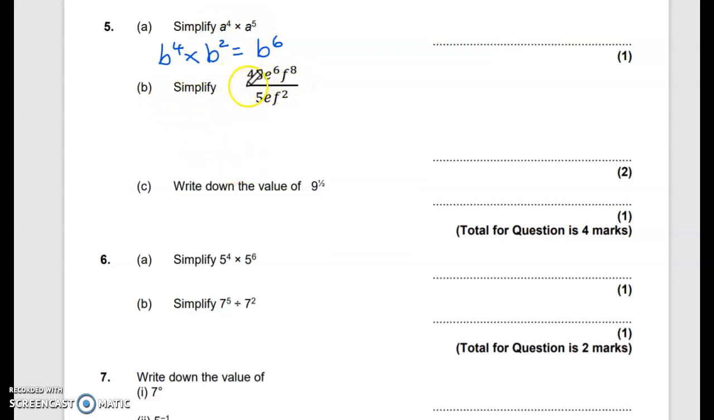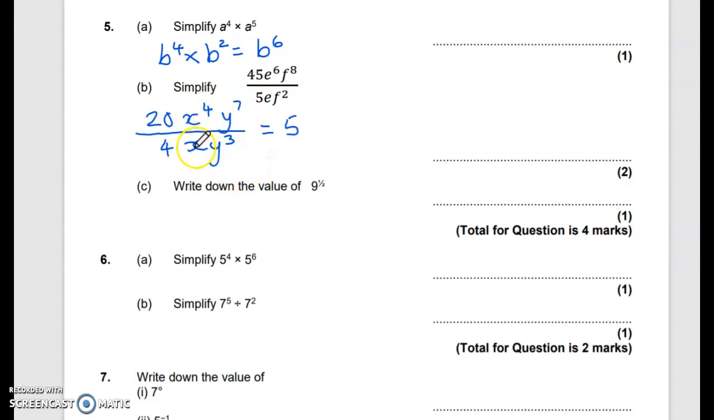Simplify, similar thing here. Got to remember that this fraction line is a division. So let's say I had 20x to the power of 4 and then y to the power of 7, all divided by 4xy to the power of 3. So we divide each bit separately. We divide the numbers first. 20 divided by 4 is 5.